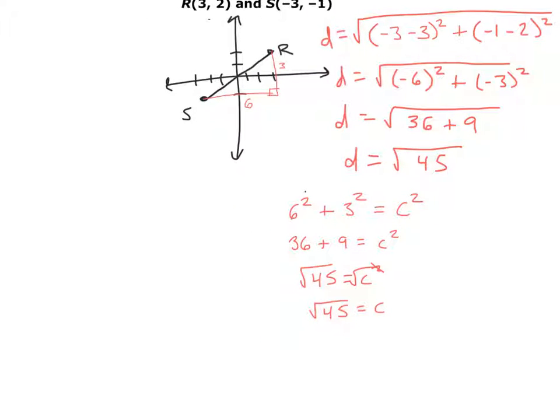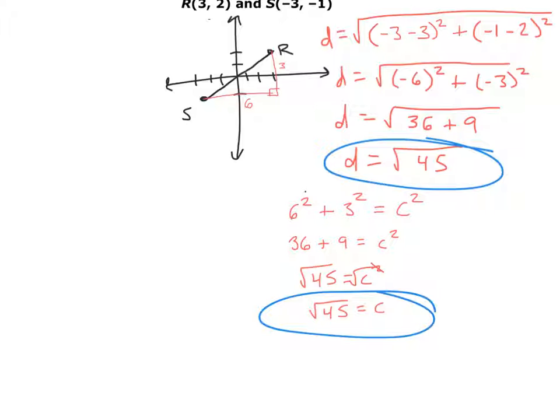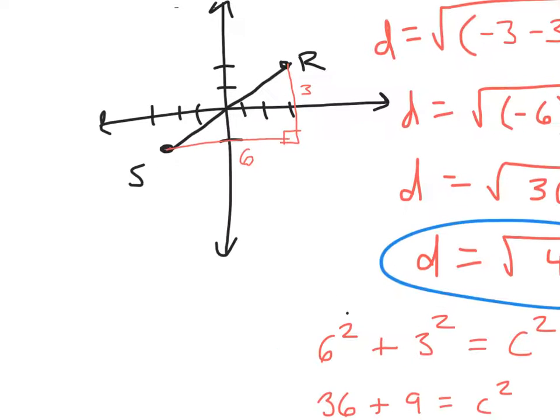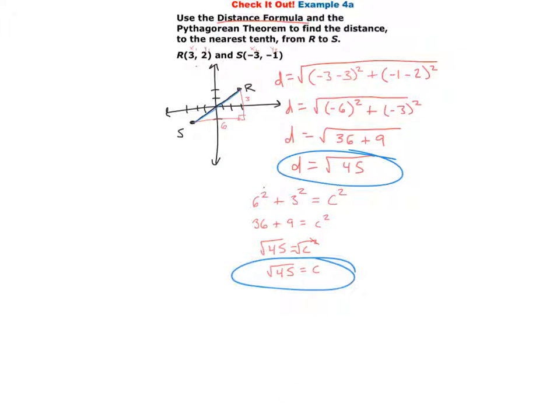So see, this answer and this answer are the same thing. Because we're finding the same length. We're finding the length of SR, just with two different methods. Which one do you guys like better, Pythagorean theorem or the distance formula? So this one is the Pythagorean theorem.